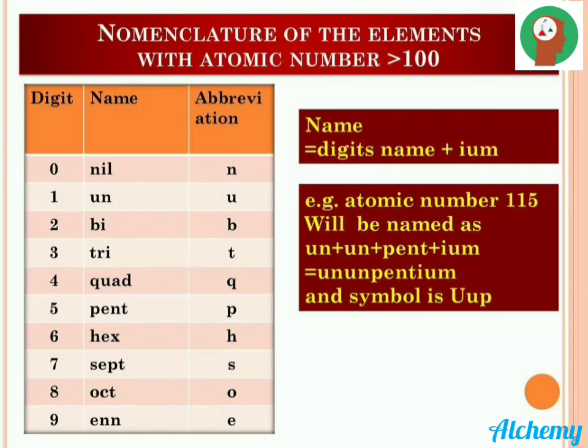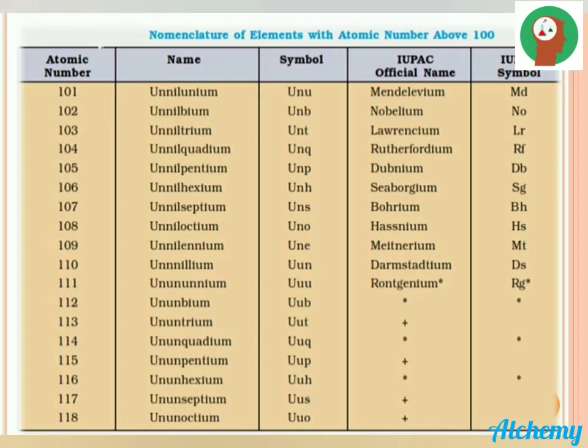The name of the element is the digit names followed by the suffix ium. For example, the element with atomic number 115 will be named un-nil-pent followed by ium, so ununpentium. The first letter of the symbol will be a capital letter, so the symbol of atomic number 115 is capital U followed by small u and p. The nomenclature of elements with atomic number from 101 to 118 is given here.